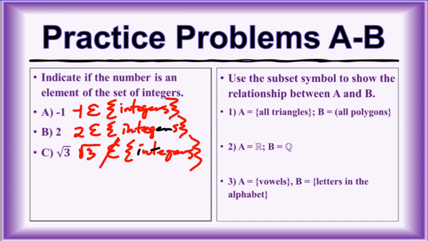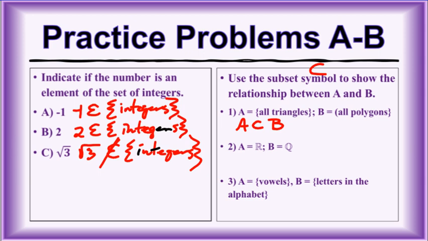Next one, use the subset symbol to show the relationship between A and B. So the subset symbol would just look like this. It looks like a C. So we want to use the symbol to show the relationship between A and B. All triangles in set A and all polygons in set B. Well, triangles are polygons, so we would say that A is a subset of B.